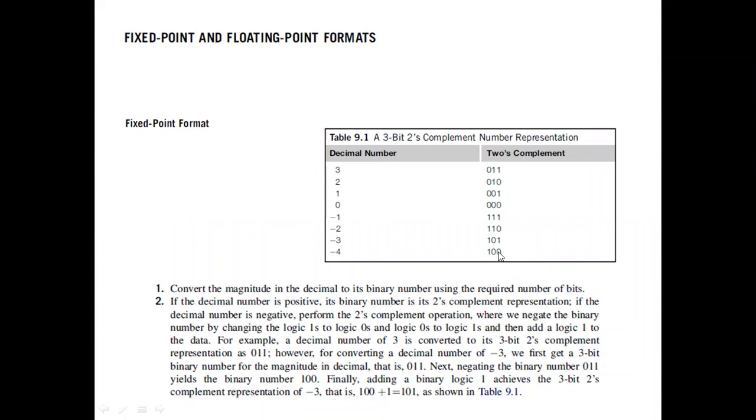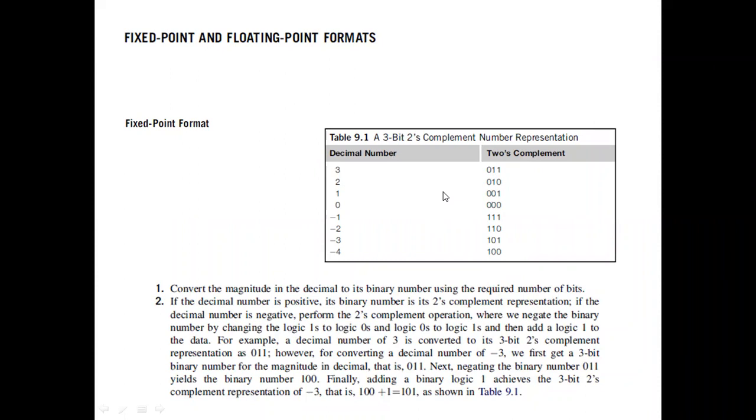So we'll continue our discussion on fixed point and floating point formats. Why are we discussing this? Because DSP processors come with two variants: fixed point processors and floating point processors.